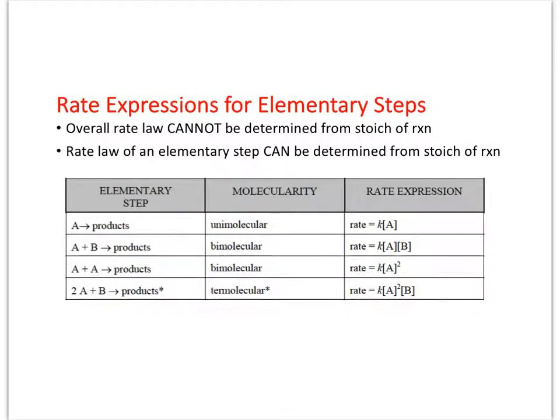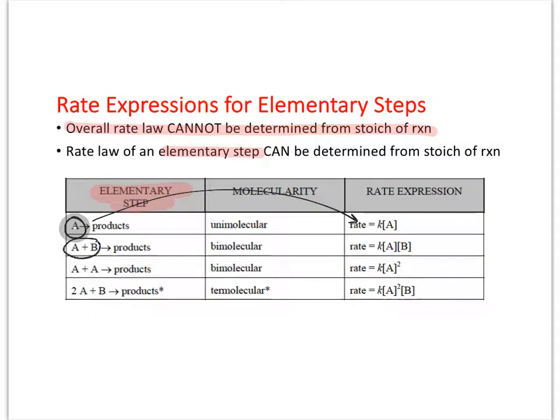So if I have elementary steps, I can determine the rate laws for those elementary steps just based on the stoichiometry of the equations. I cannot determine a rate law from an overall reaction without data, but I can write a rate law for elementary steps from the stoichiometry of the reaction. So this first step is unimolecular, and that is the rate law for this simple elementary step.